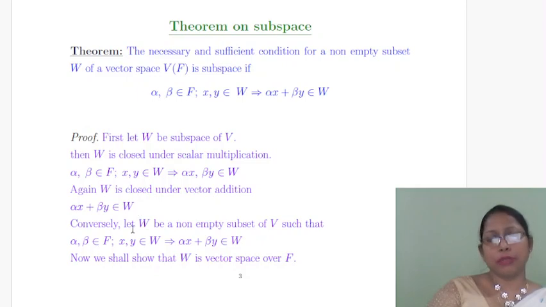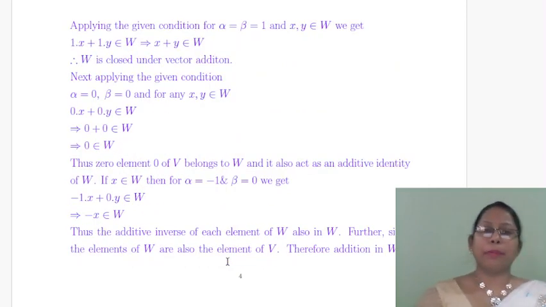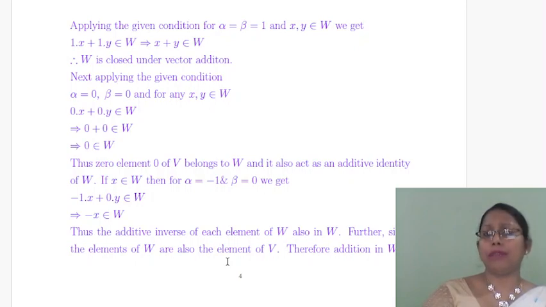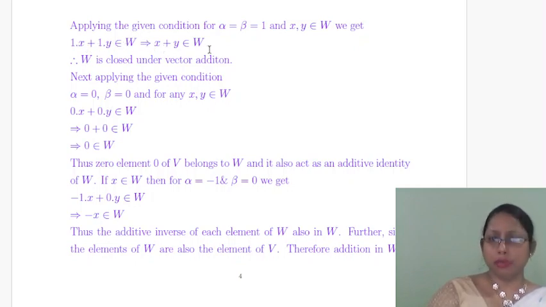Conversely, we consider W to be a non-empty subset of vector space V over the field F such that the following condition holds in W: alpha, beta belong to F, x, y belong to W implies alpha x plus beta y belongs to W. Next, we shall show that W is a vector space over F. Applying the given condition for alpha, beta equal to 1, and x, y belong to W, we get 1x plus 1y, that is x plus y belongs to W, that is, W is closed under vector addition.